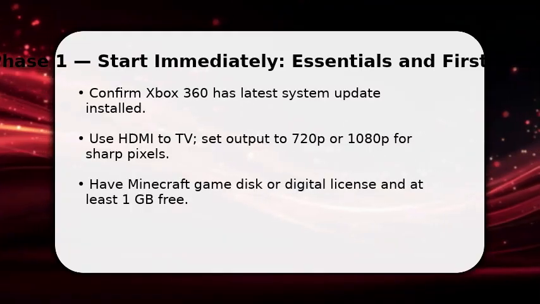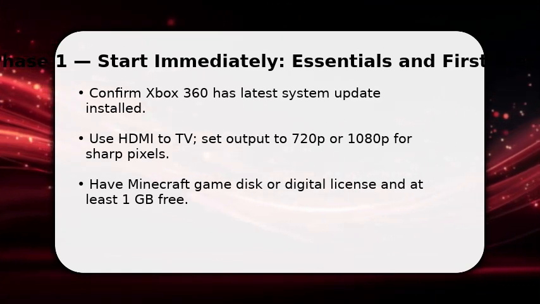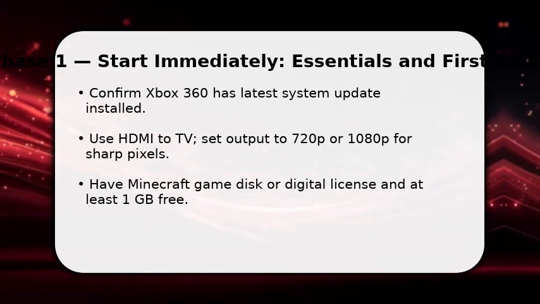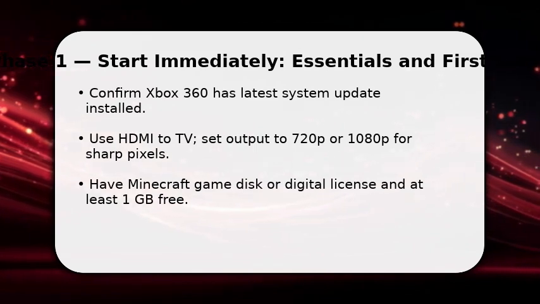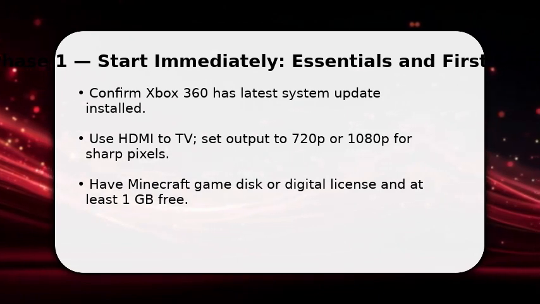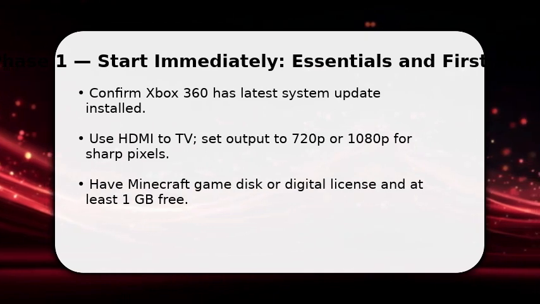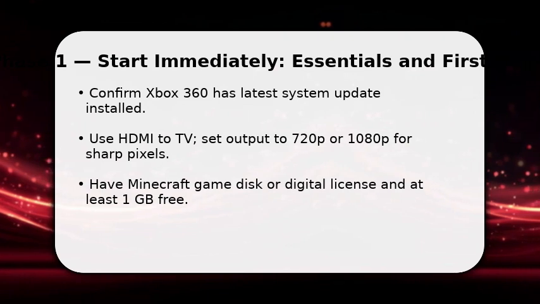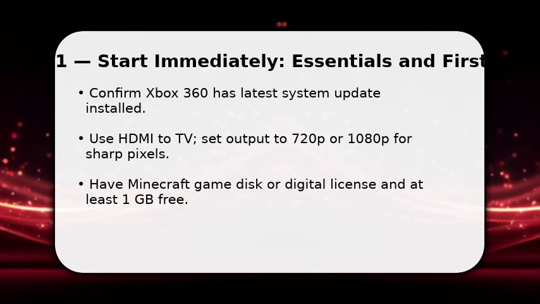You start by preparing hardware and account. This matters because display resolution and updates directly affect how Minecraft renders. Once you power on, make sure the Xbox 360 system software is up to date and connect via HDMI. Component cables lose clarity. Next, sign into the Xbox Live profile that owns Minecraft and free up space for texture packs or saves. These first steps eliminate common visual bottlenecks and let you change in-game display settings effectively.